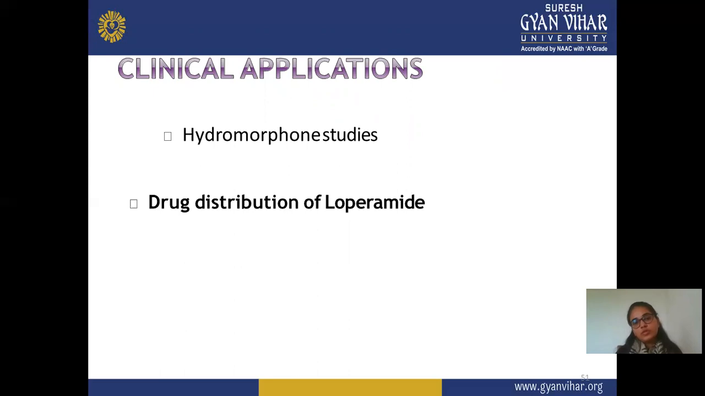Next is drug distribution of loperamide. This loperamide drug distribution is also studied with the help of the two compartmental model or a multi-compartmental model. So this two compartmental model is not only important for pharmacokinetic purposes, but also used for clinical purposes. It plays an important role in studying different types of drugs, as well as the distribution of the drug in your body, how that drug is distributed. So this is a clinical application of the compartmental model.